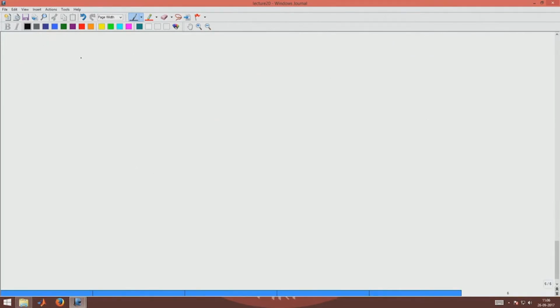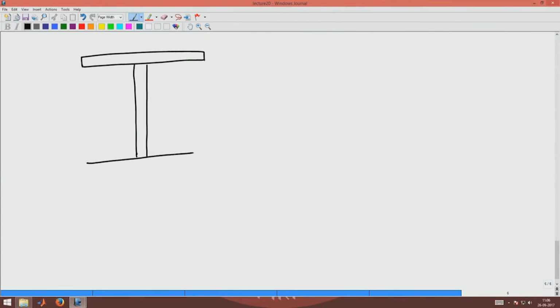Now, the center of the cross section is found. This is the CG, and these will be your y and z axes about the CG. Now, I am interested in finding IZZ, the moment of inertia about the center of the cross section.